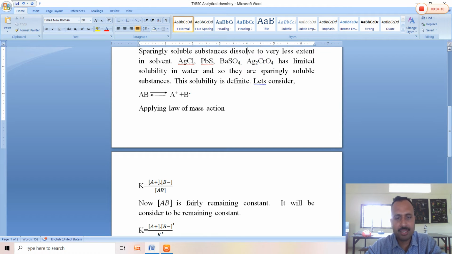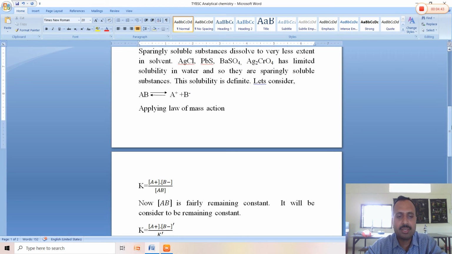Now applying the law of mass action, we get K, the equilibrium constant, and this equilibrium constant is nothing but the ratio of concentration of the products divided by the concentration of reactant. So K is equal to concentration of A plus into concentration of B minus divided by concentration of AB. But AB being a sparingly soluble substance, its concentration remains approximately constant, and we can denote this constant as K dash. It will be considered to be remaining constant.